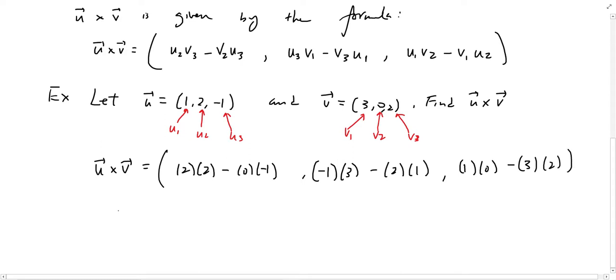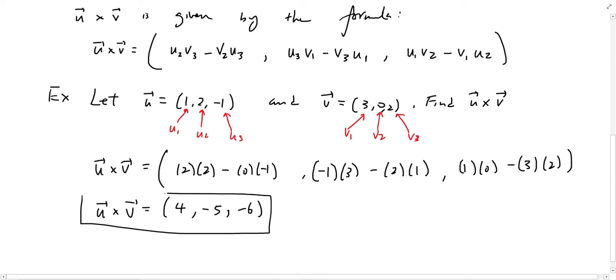So now it's just a matter of calculating those numbers and finding out what it is. So it's 4 minus 0, which is 4. And then negative 3 minus 2 becomes negative 5. Oh, not yet. And the last one would be 0 minus 6, which is negative 6. So this is the vector u cross v.